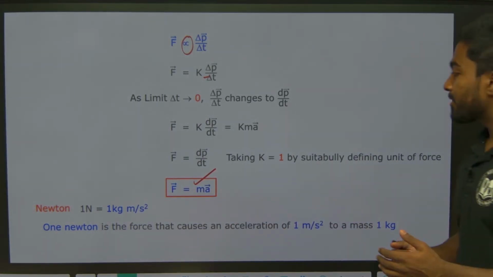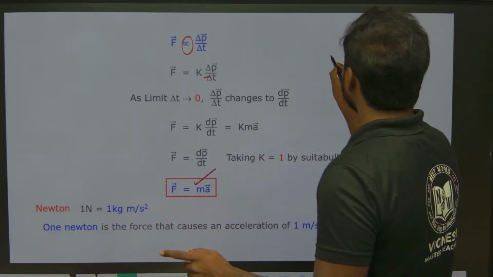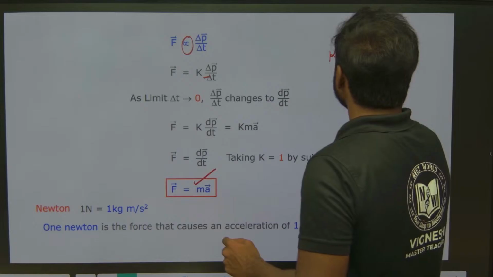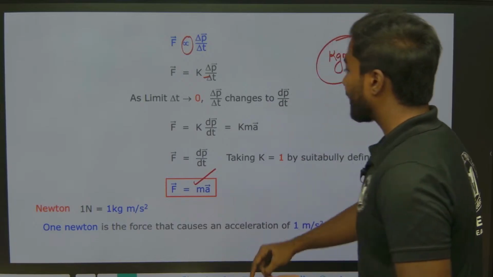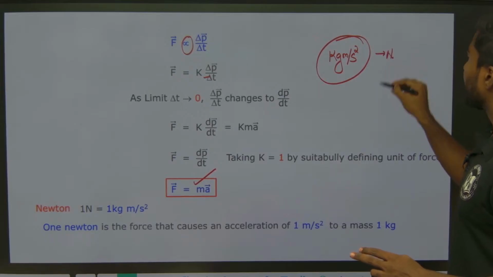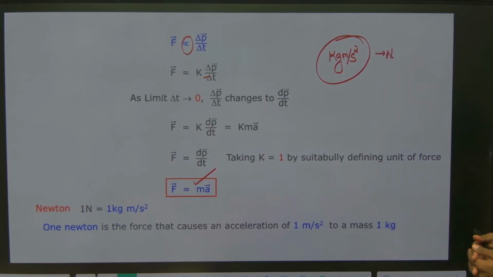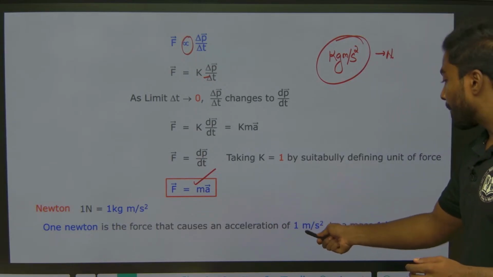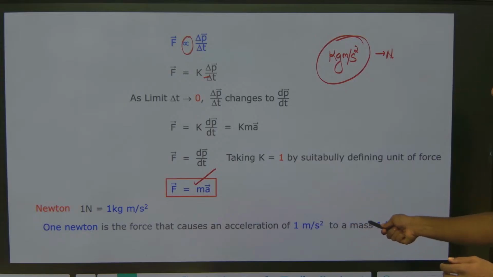So what will be the SI unit of the force now? Mass is kg, acceleration is meter per second square. So kg meter per second square will be my SI unit, or else I can say it is a Newton. 1 Newton is the force that causes an acceleration of 1 meter per second square to a mass of 1 kg. You can take a note of this.